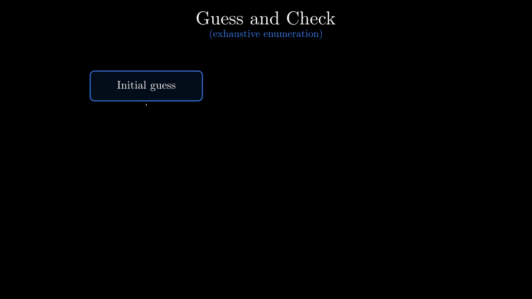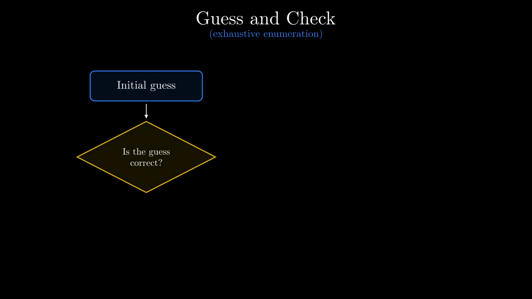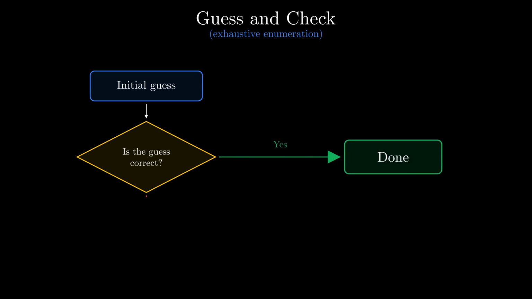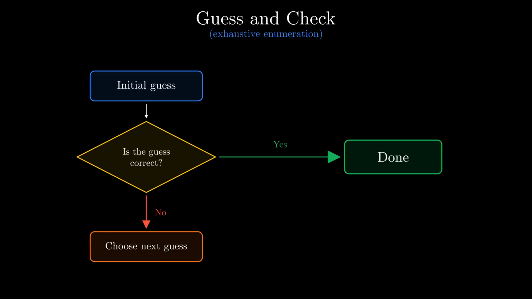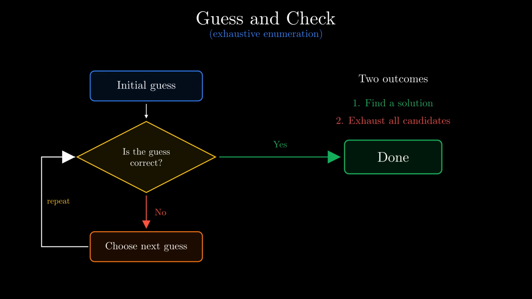Given a problem, we guess a value for the solution, then test it. Does this guess solve our problem? If it does, we're done. If it doesn't, we make another guess and keep going until we run out of values to try. The outcome is one of two things. Either we find a solution or we exhaust every candidate and conclude we didn't find one.